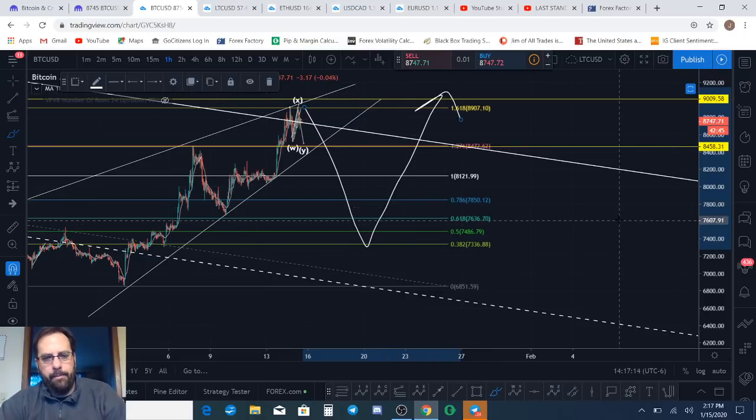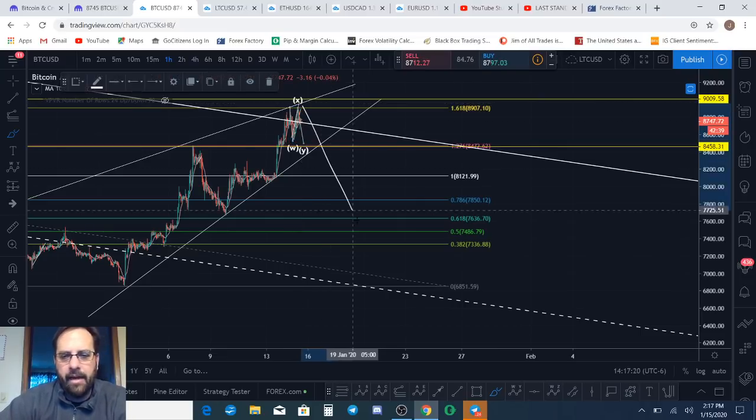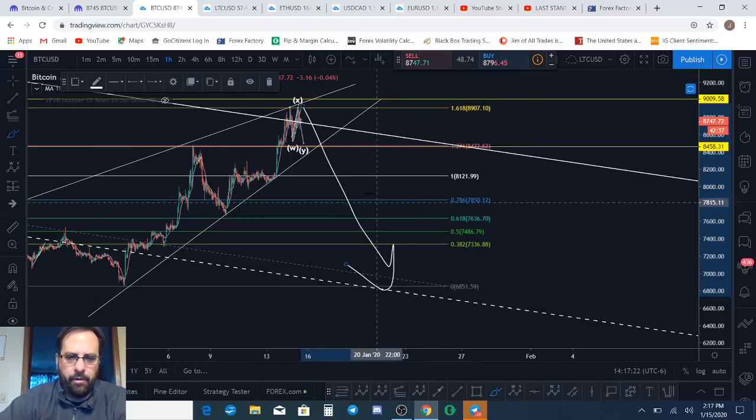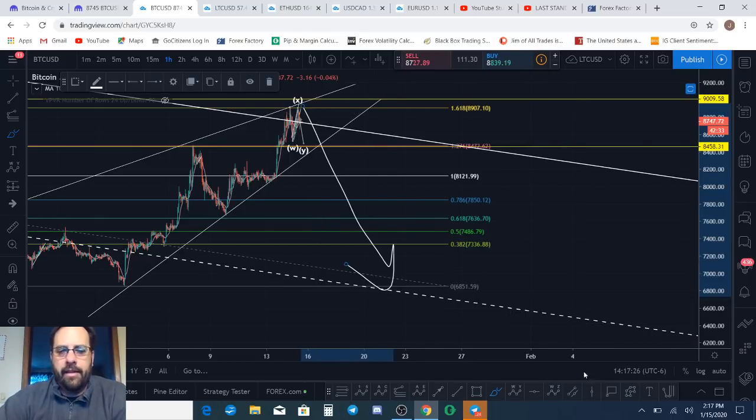Okay. Now a bear is saying no. This is an ending diagonal of an expanded flat, and so he's expecting just downward motion, 5 waves down to the bottom, down to the finish line, and then we'd be going back up from there. That's the way bears are thinking. That's the way the bulls are thinking.